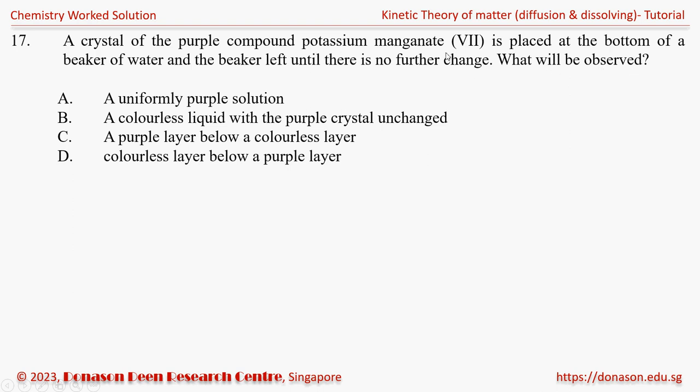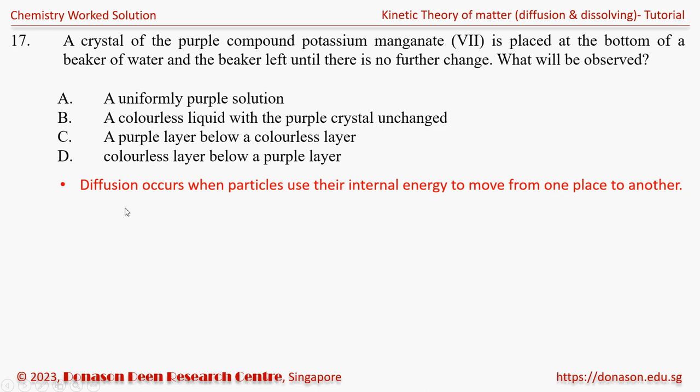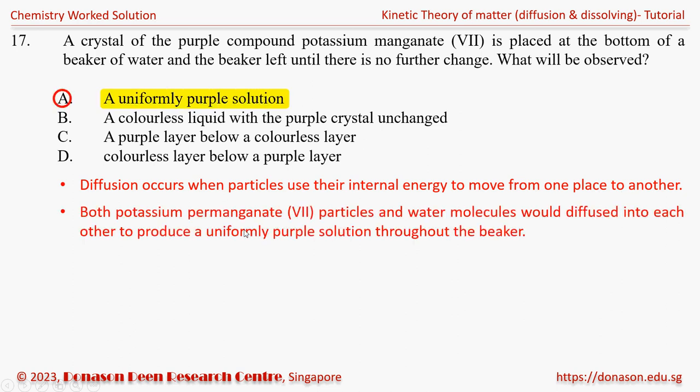So the potassium permanganate(VII) crystal is going to dissolve into the water, and we know that all the particles would be in continuous random motion using their internal energy, right? Diffusion occurs when particles use their internal energy to move from one place to another. So the potassium permanganate(VII) crystals, which give the purplish coloration, are going to use their internal energy to move throughout the liquid. And both potassium permanganate(VII) particles and the water molecules would diffuse into each other to produce a uniformly purple solution throughout the beaker.